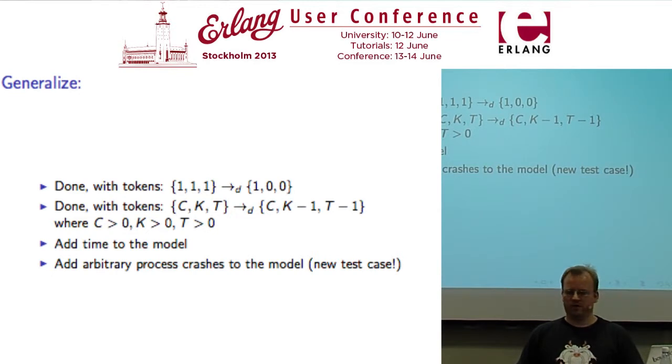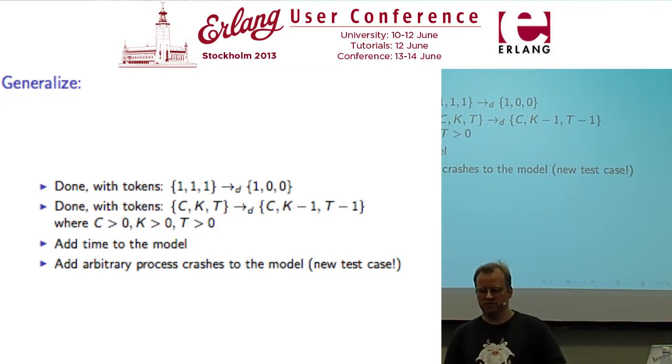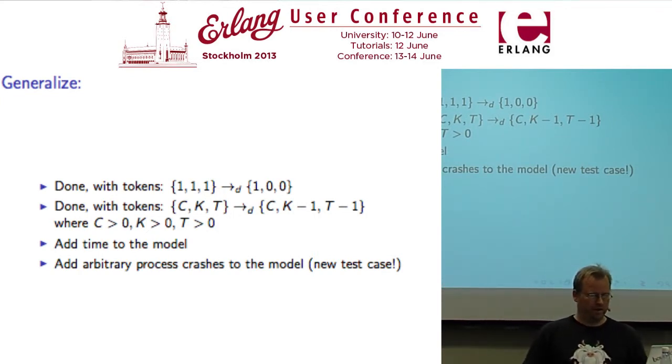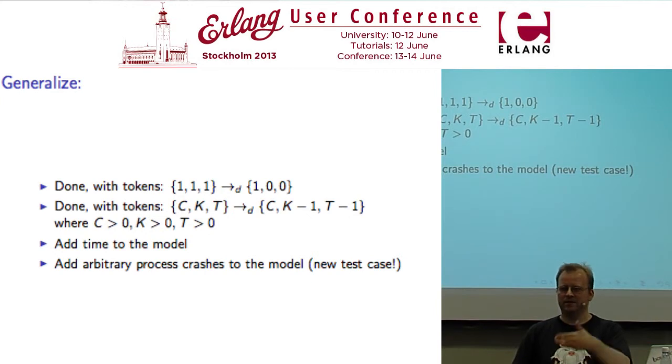Then you add time to the model, so now I have a basic model, and I can begin augmenting the model with more and more stuff. So you add time, you add arbitrary process crashes, you shoot random processes and check that the system survives, and so on and so forth. So with this simple 0, 1 model, bitwise model, I can start with that, and then I can extend it systematically by doing these things.